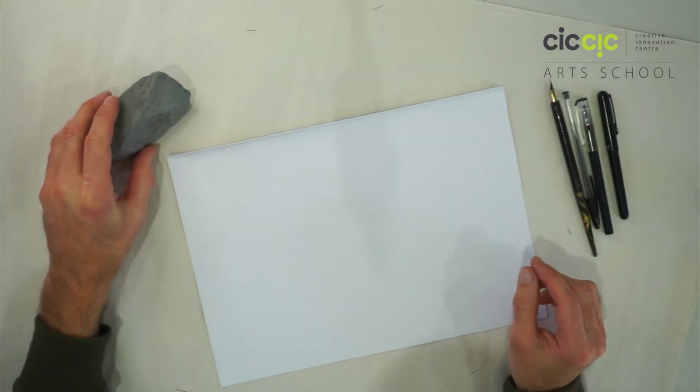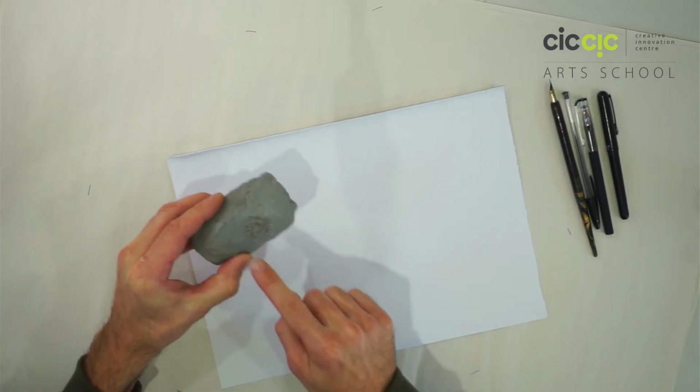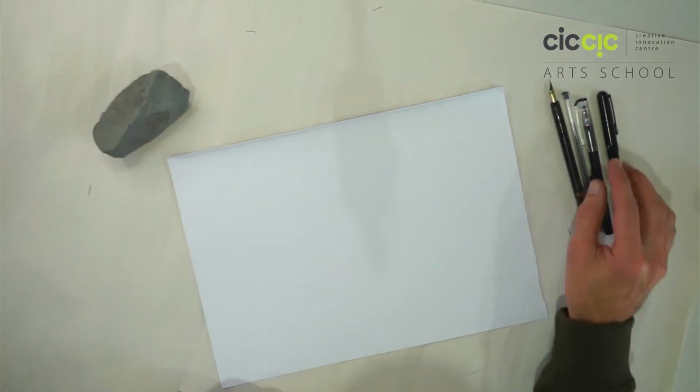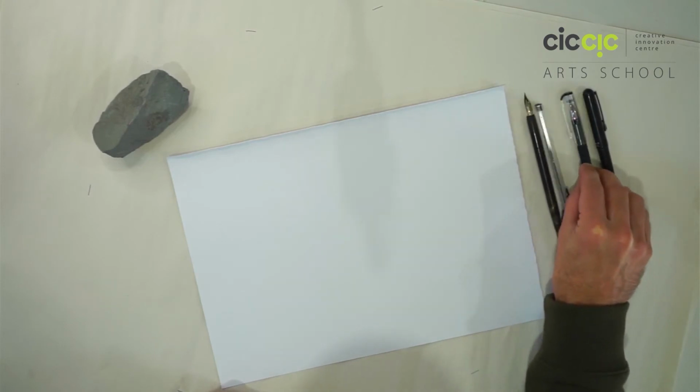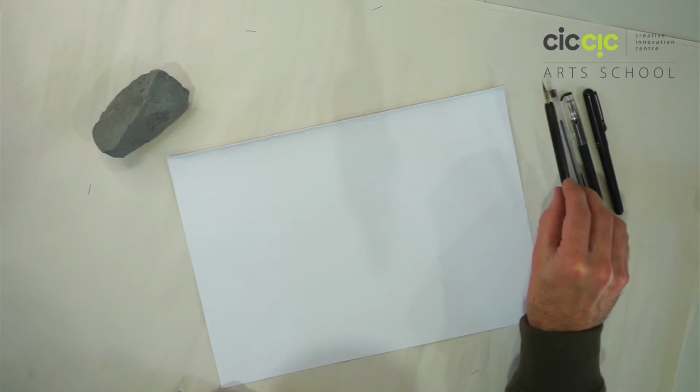Now I'm going to draw this still life, this rock that I collected from Watchet. I'm going to use a variety of tools. I'm going to use the Pentel brush pen, the fine line pen, the biro and the dip pen to create the drawing.